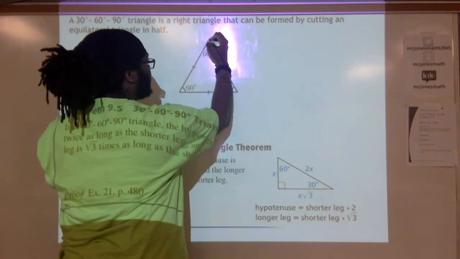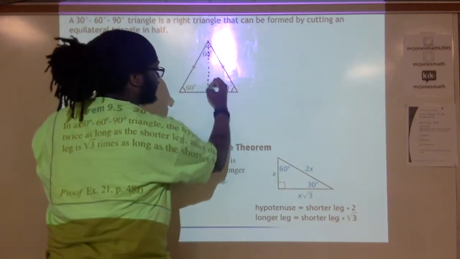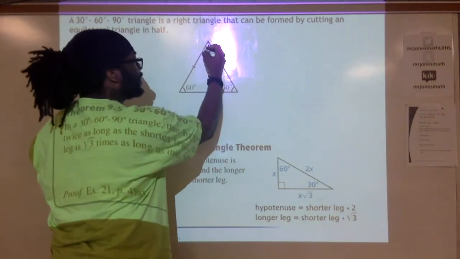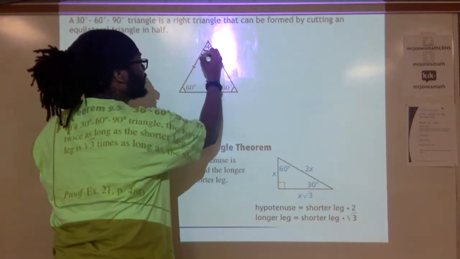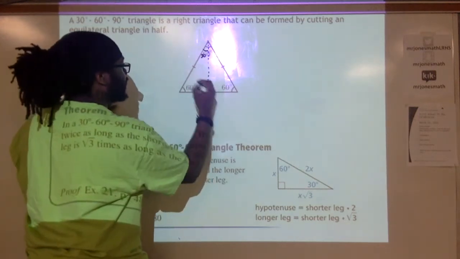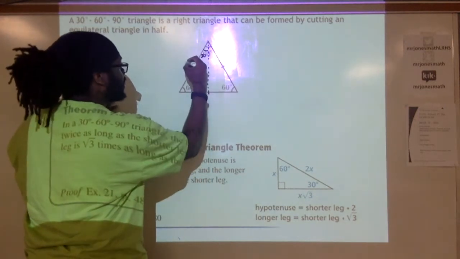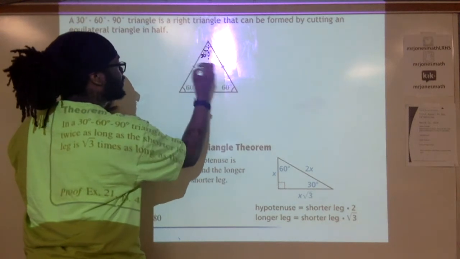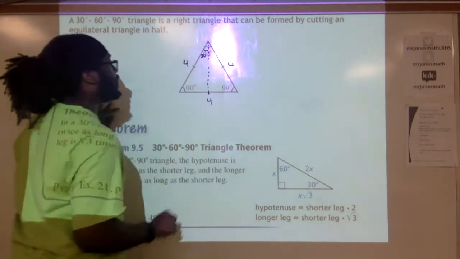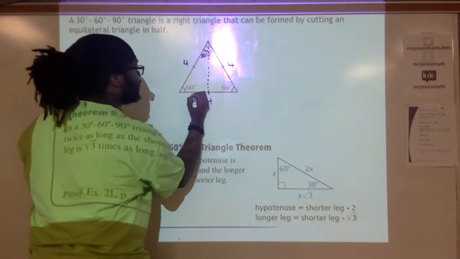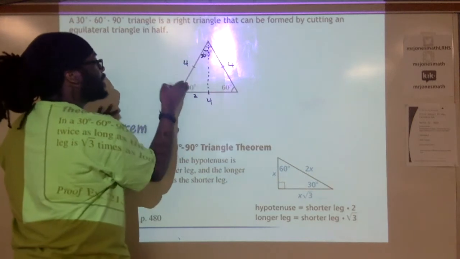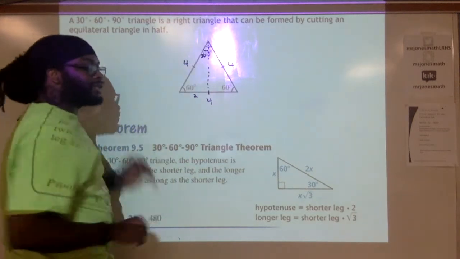All right, so we have cut this in half. This bisects this angle, making it 30 degrees. Okay, and let's say each measure was 4 before. Since we're cutting it in half, we know this is 2. Our hypotenuse is twice what the short leg is.